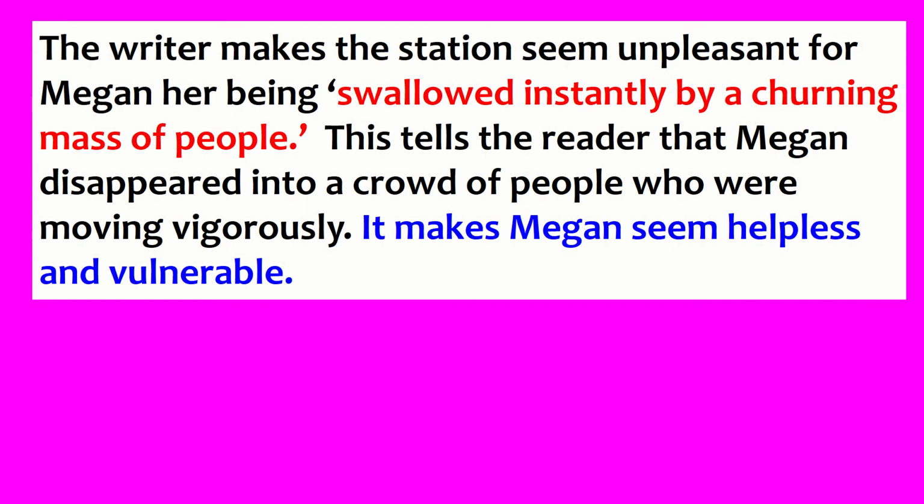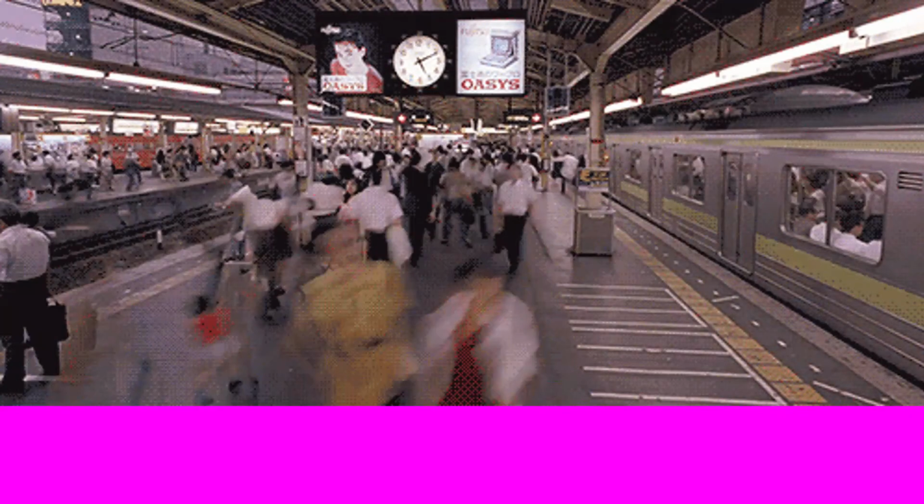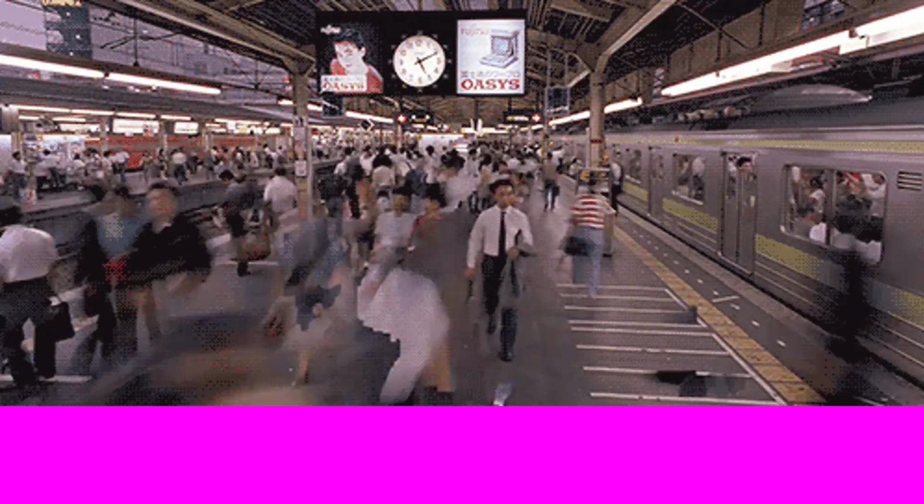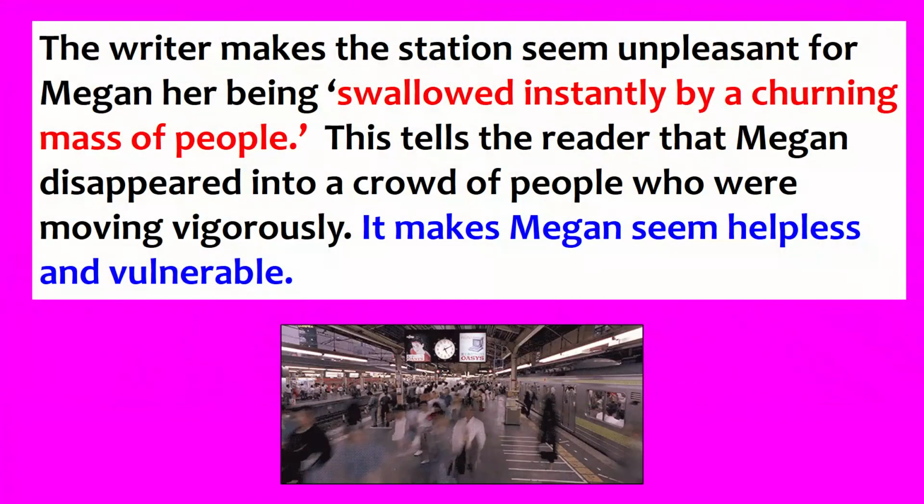Let's go through one more. Another one, it says, swallowed instantly by a churning mass of people. And in this explanation, I'm going to zoom into swallowed, instantly, churning, and mass. So I've put, the writer makes the station seem unpleasant for Megan by describing her as being swallowed instantly by a churning mass of people. This tells the reader that Megan disappeared into a crowd of people who were moving vigorously. So that's what churning means. What's the effect on the reader? It makes Megan seem helpless and vulnerable. If you imagine this, she comes from a remote part of Canada. She walks out and she's almost been swarmed up and disappears instantly.